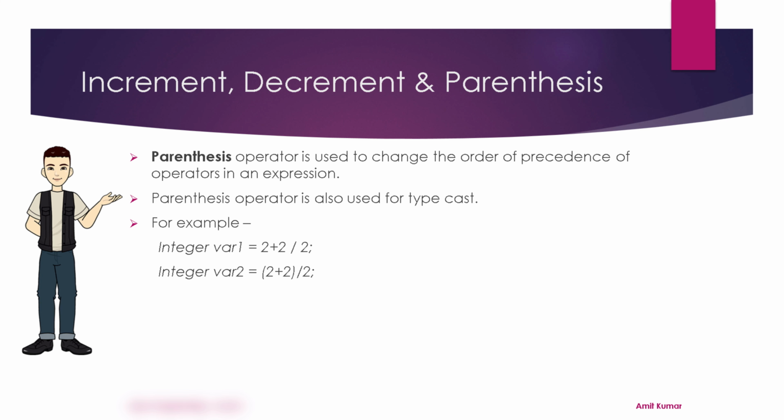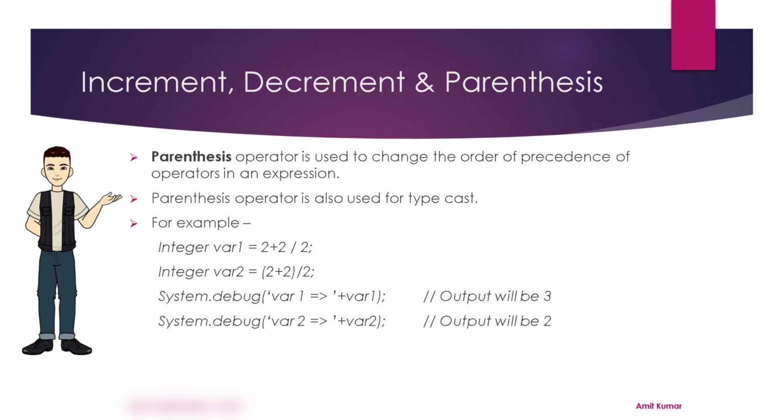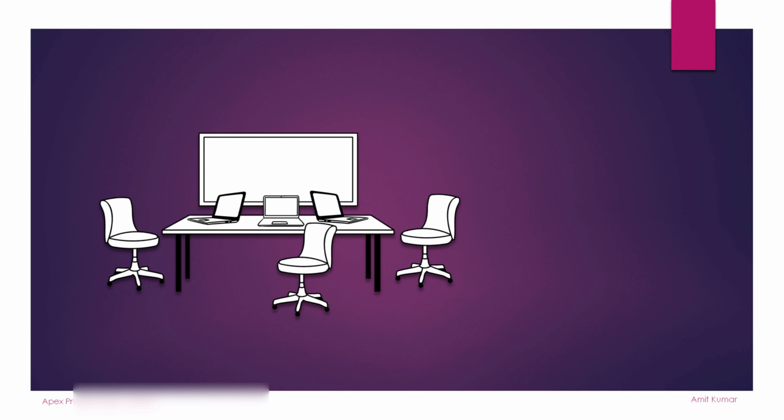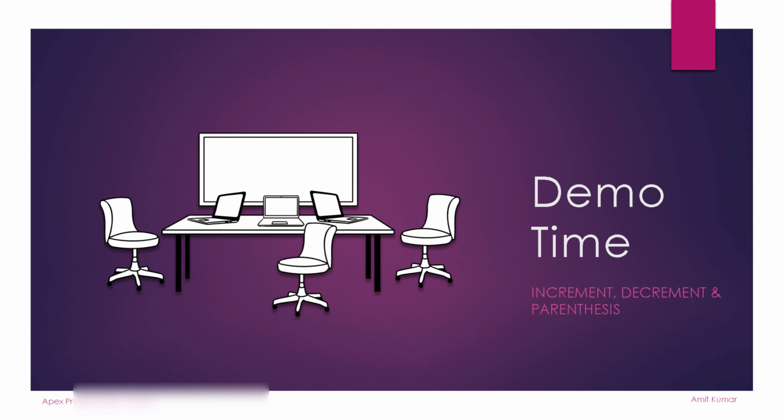But because of the use of parenthesis in the second variable, plus operation will be performed first. So 2 plus 2 will be 4. Then it will be divided by 2, which will result into 2. Hence, the debug statement with these variables will give different output. So that's pretty much the talk about these operators. Let's see the things practically.